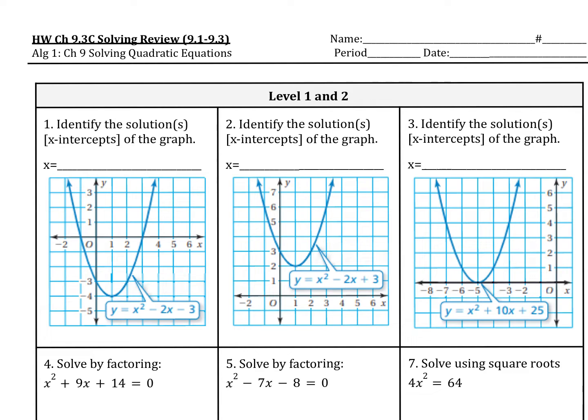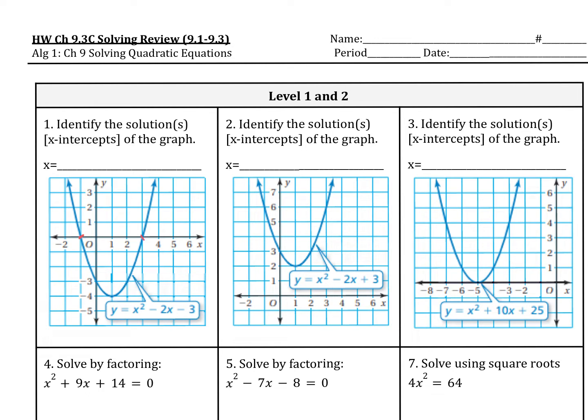Homework Chapter 9.3C Solving Review 9.1 to 9.3. Number 1. Identify the solutions, the x-intercepts, of the graph. X-intercepts are the points where the graph cuts or meets the x-axis.